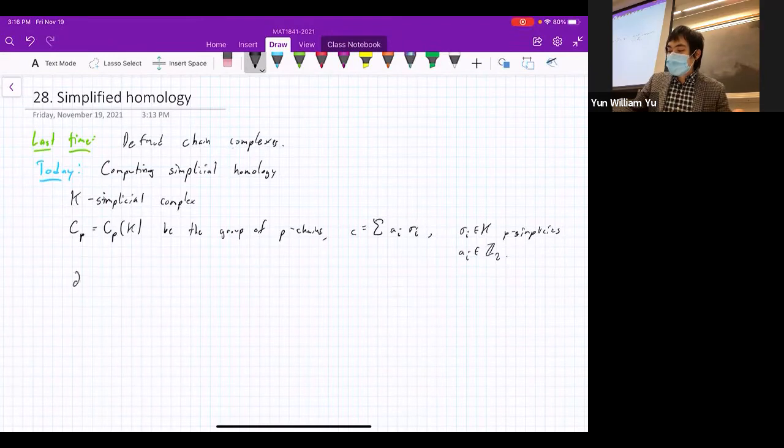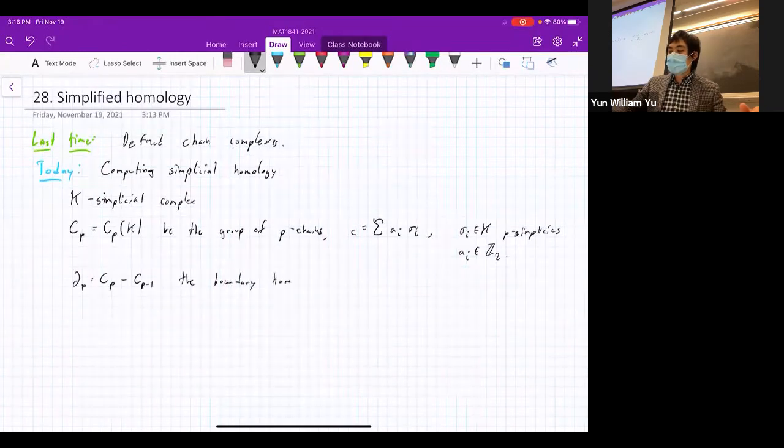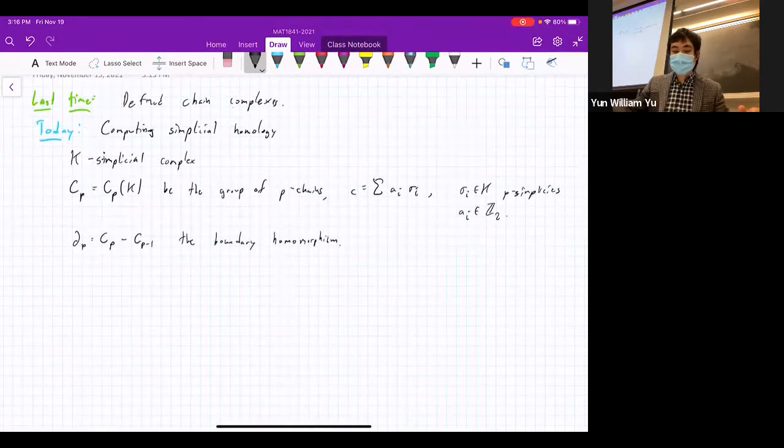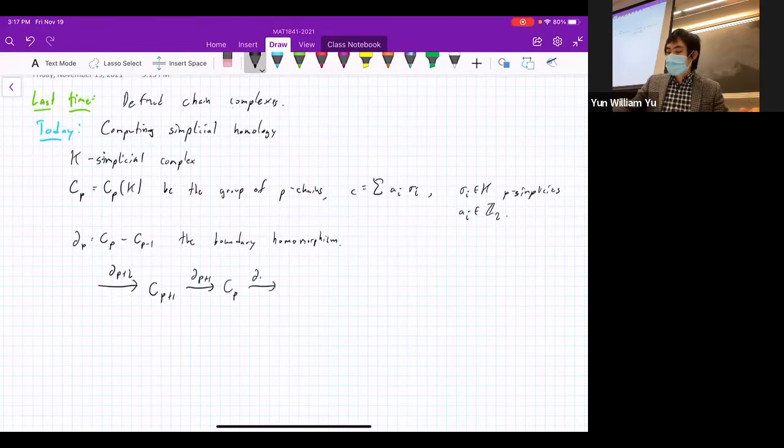Importantly, we defined a boundary operator, d_p, which goes from the group of p-chains to the group of (p-1)-chains. This is the boundary homomorphism. For each p-dimensional simplex, this gets you the sum of all the (p-1)-dimensional simplex faces. And this gives rise to a chain complex, with C_{p+2} going to C_{p+1}, C_{p+1} going to C_p, C_p going to C_{p-1}, and so on.